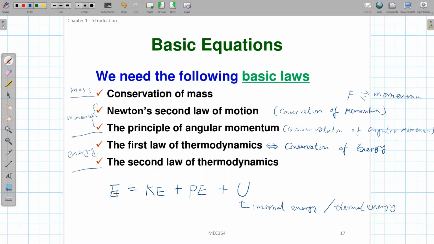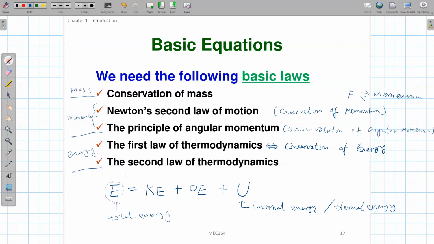So basically the first law means that this E for the whole system will be conserved. Maybe you have a transition between kinetic energy and potential energy. Also you can convert kinetic energy or potential energy to thermal energy, converting from kinetic energy to increase the temperature of the system. It's possible. But the overall amount of this E, which we call the total energy, will be conserved for the whole system. That's the reason why we call the first law of thermodynamics identical to the conservation of energy.